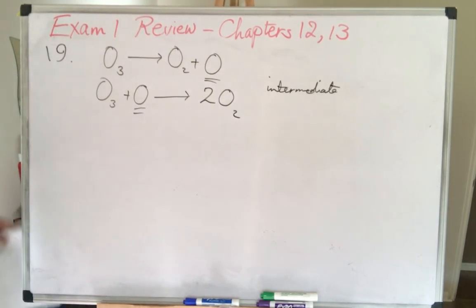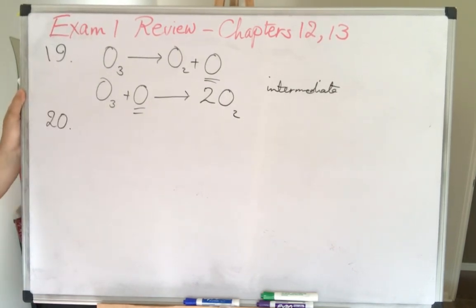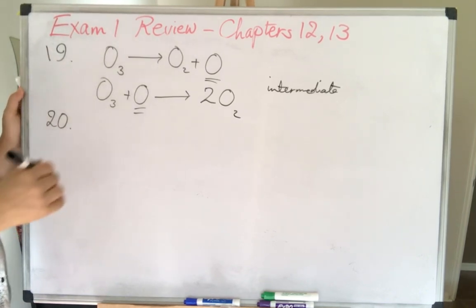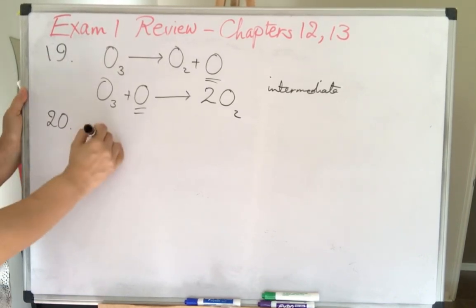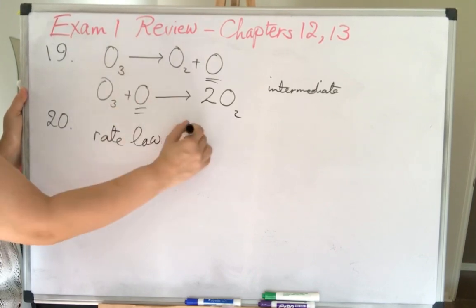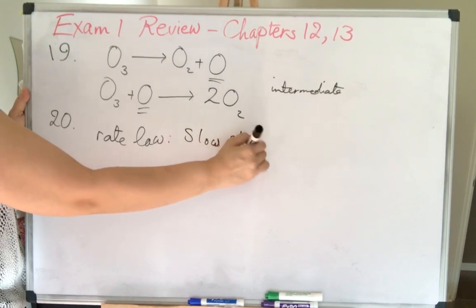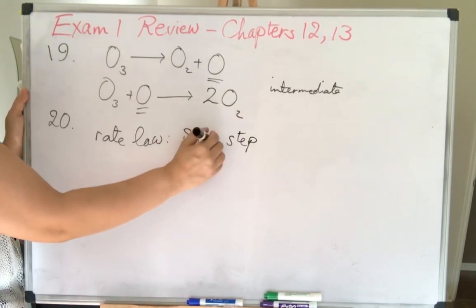Question number 20. It's giving you 3 equations. It's asking for the rate law. You know that the rate law is written based on the slow step, because that's the slow step that controls the rate of the entire reaction, slow step.